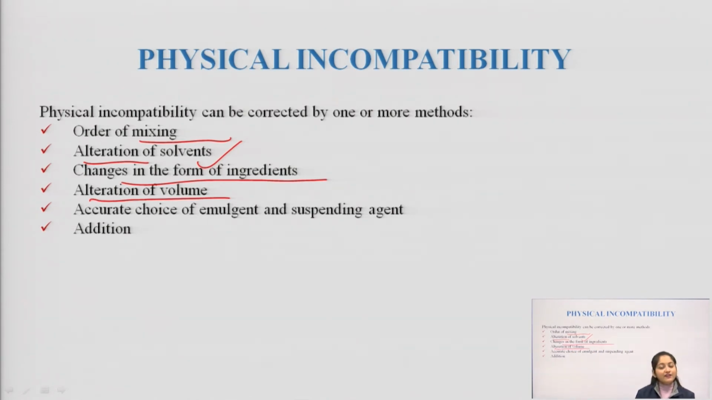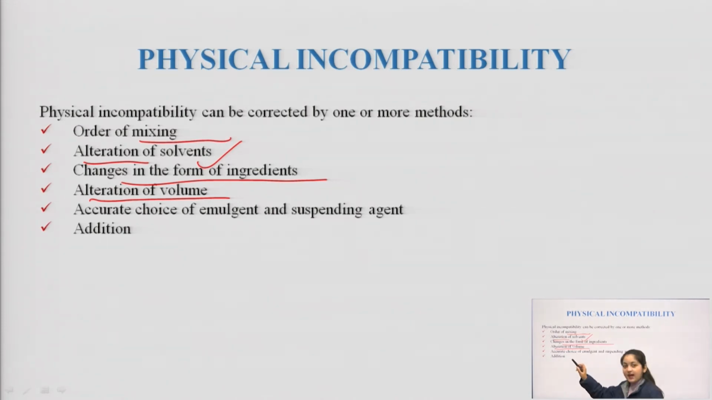Definitely, if you are making something on a huge scale and a slight error occurs, then that error is definitely not going to be more reflective. However, if you are making something on a smaller scale, the errors actually become more prone to be visible. So, if volume alteration can be done, there are also chances that physical incompatibility can be lowered, or definitely can be minimized.